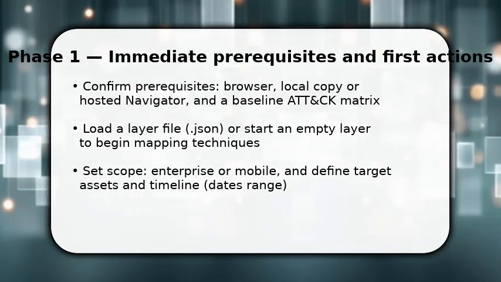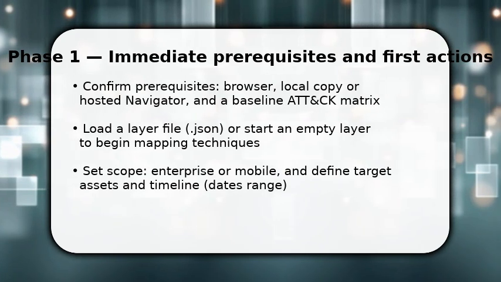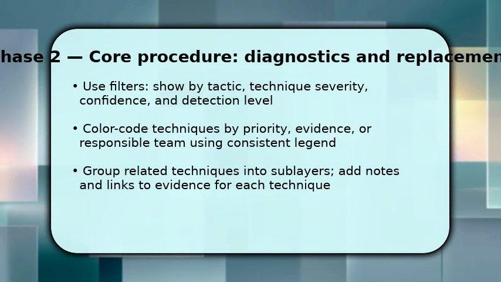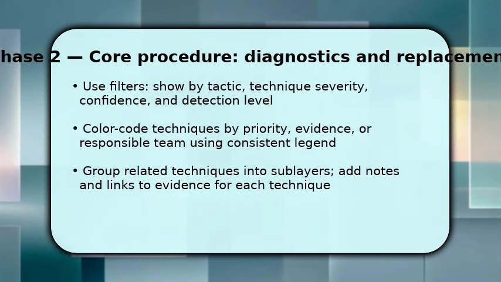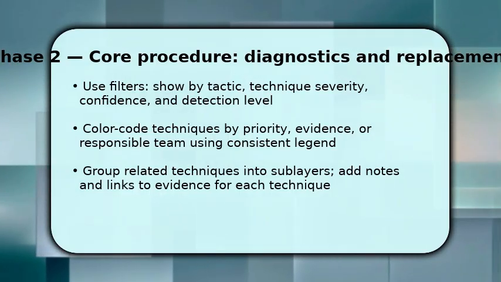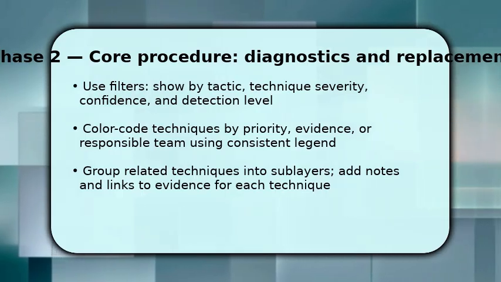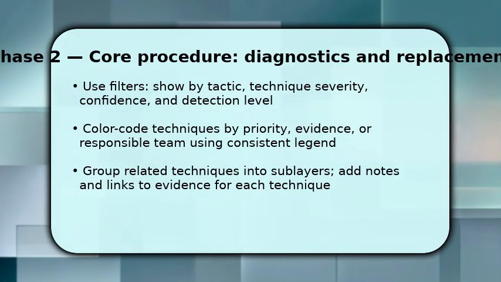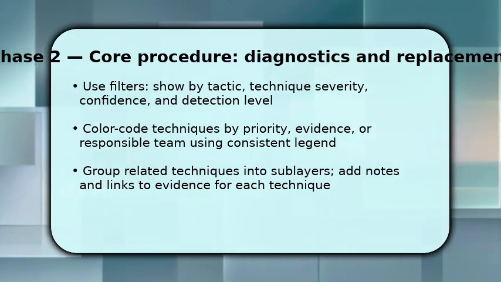Now, proceed to import any baseline data so you can ground the first mappings in real findings. Once done with scope, apply filters to reduce noise. Select tactics, technique severity, and confidence levels you trust. Then, start marking techniques. Color code them by priority or evidence and assign owners. Color consistency helps teams move fast.